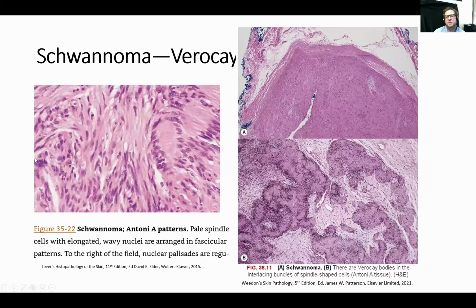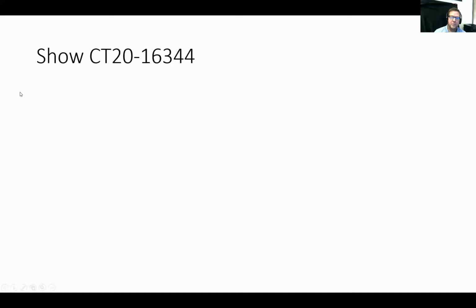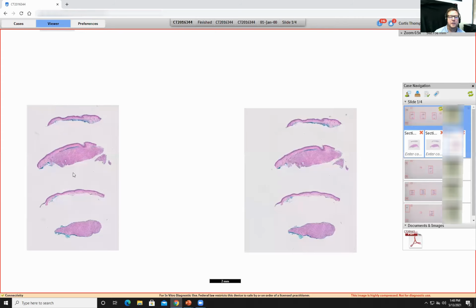And then with this, we have the term Verocay body, and these are the pink staining acellular areas surrounded by the cells. And here's an example from Weedon that shows almost a worm-like progression of Verocay bodies there, and this is a high power. So these don't have any significance other than that you need to know, and we need it for the histologic diagnosis. So let me show you this one case. Right here.